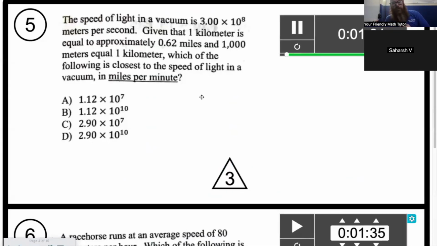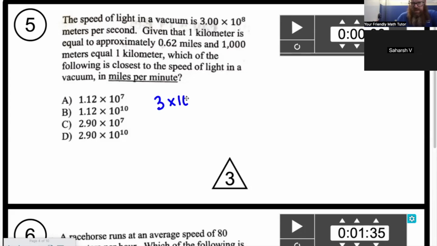The next set of problems have to do with unit conversions. The way that I like to do all of these conversion factor problems is to use what's called dimensional analysis. So we're just going to start with the 3 times 10 to the 8th, and this is meters per second. Each time, I'm going to multiply by a conversion factor. For example, 1 kilometer is 0.62 miles and 1,000 meters is 1 kilometer. So I'm going to use the second one first.